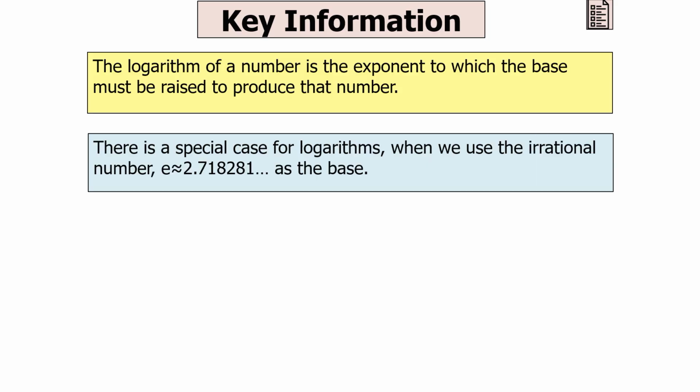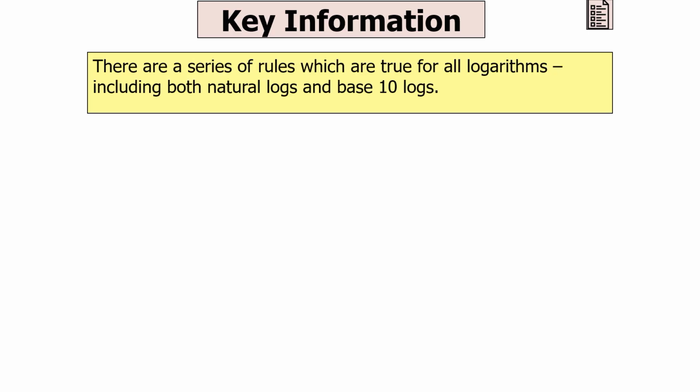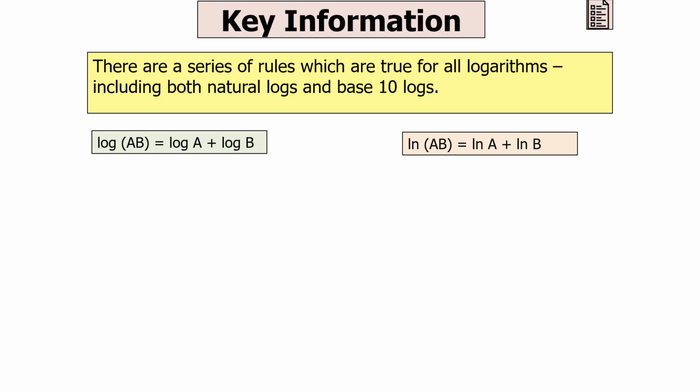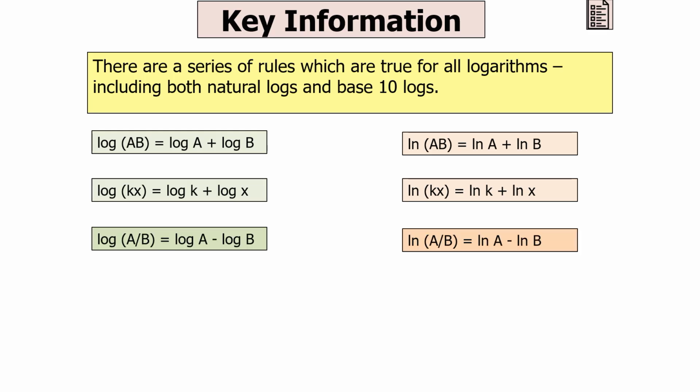Now there's a special case for logarithms, which is the irrational number e, which is 2.718281 as the base. When using this base, log e, we call this the natural logarithm, and we use the shortened notation ln. Now there are a series of rules which are true for all logarithms, both natural logs and base 10 logs. Log AB is equal to log A plus log B, or ln AB is ln A plus ln B. Log kx is log k plus log x, or ln kx is ln k plus ln x. Log a over b is log a minus log b, or ln a over b is ln a minus ln b.